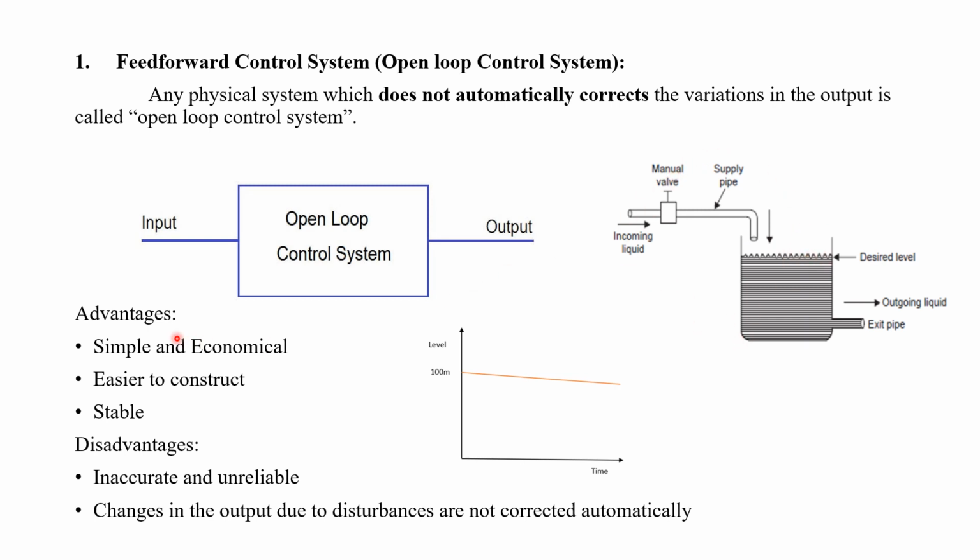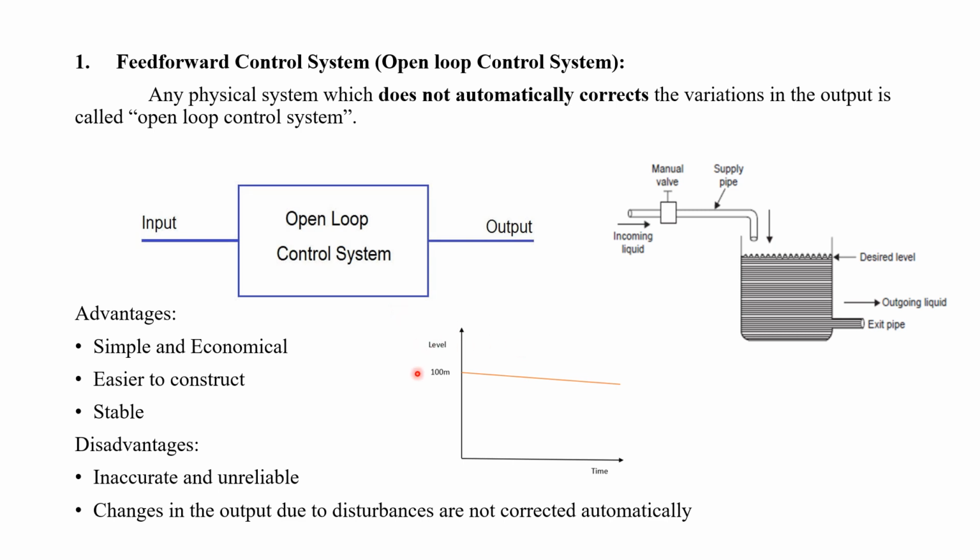And now the advantages of the open loop control system. This open loop control system will be simple as well as economical, because it uses less number of components. So we can say it is simple, as well as easier to construct. We can easily construct this open loop control system. And open loop control systems are stable.